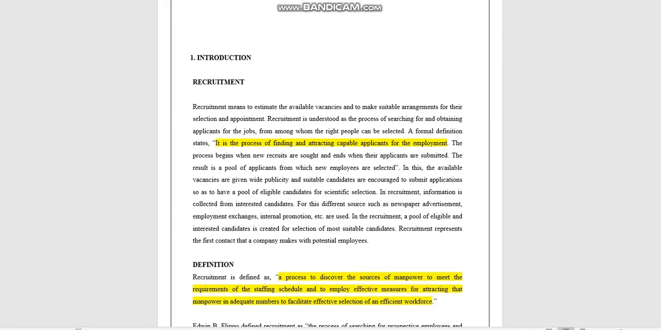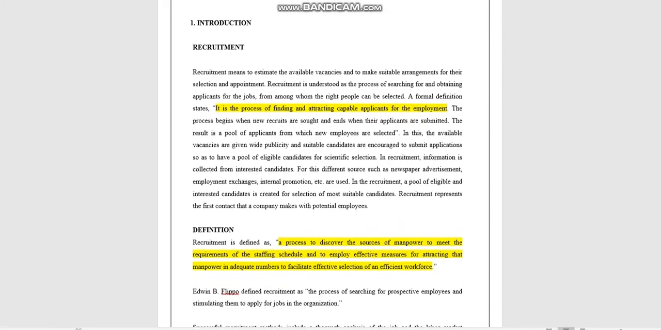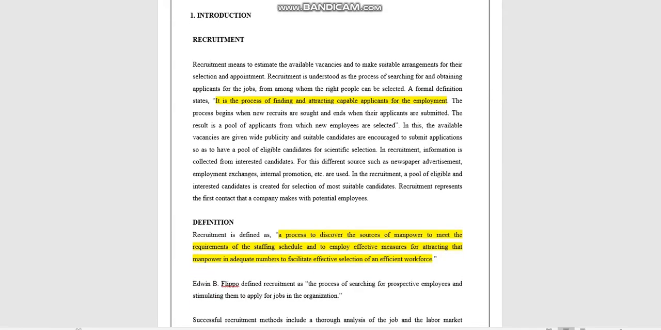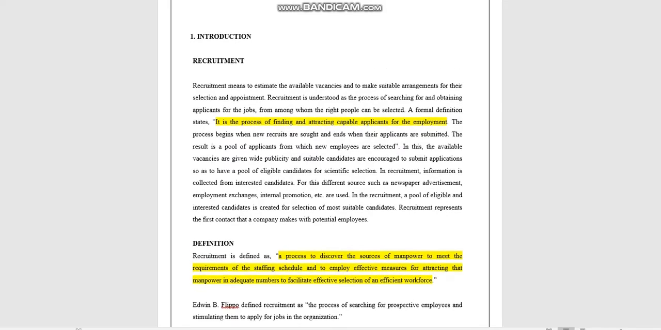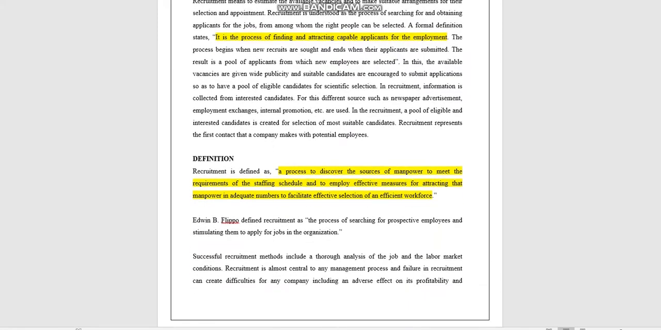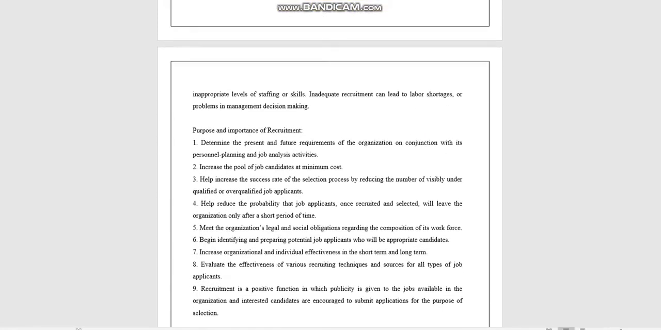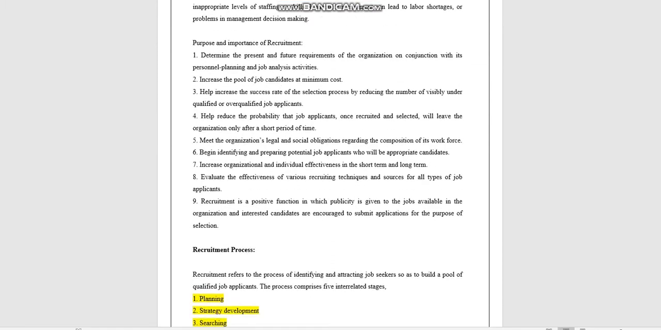So in this I have included what is recruitment process. So recruitment is the process of hiring right people for right job. So this is for attracting, screening and selecting the qualified set of candidates. So this recruitment shows the number of vacancies that are available in the sector. So this recruitment also involves the present and future requirements of the organization. It also increases the candidates level and also reduces the probability of job applicants.